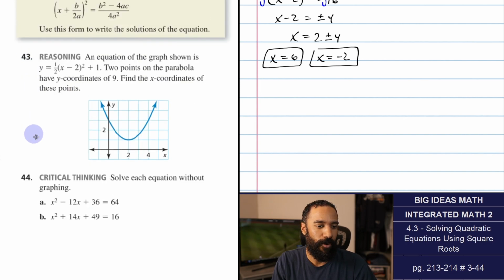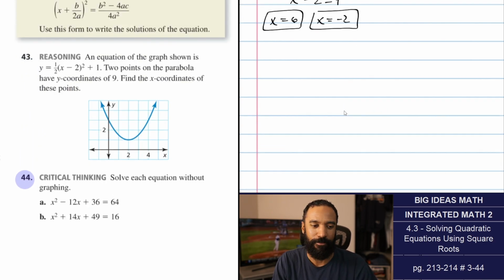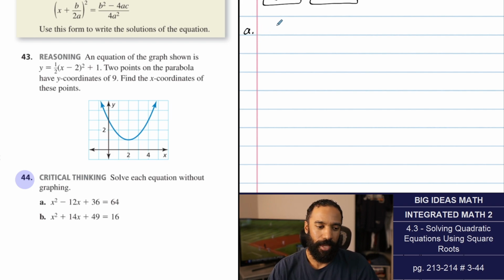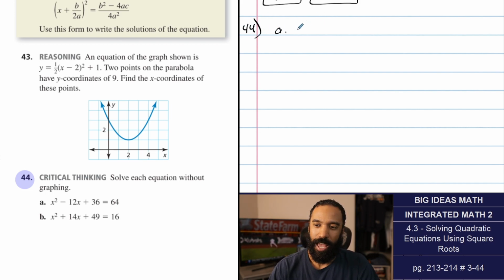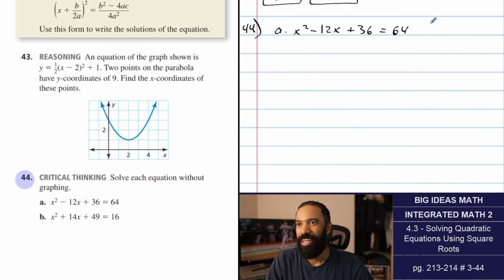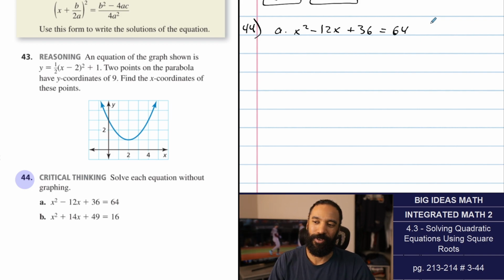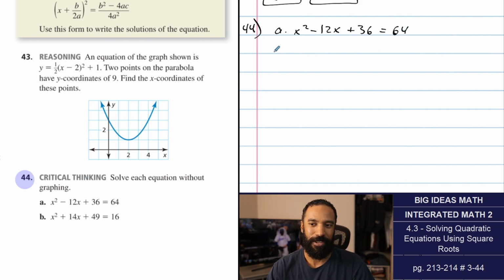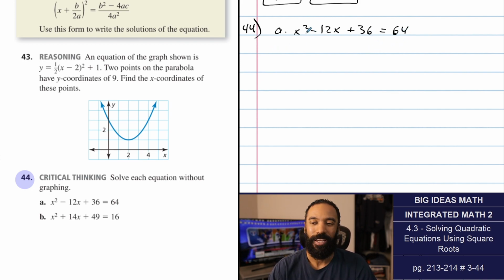Last question, number 44. Solve each equation without graphing. Okay, so I didn't write 44 yet. Let's solve x squared minus 12x plus 36 equals 64. Now, you could probably also solve this by subtracting 64 over and setting it equal to 0. That is not their intent of this problem. For solving, their intent is to solve using square roots. You would have to notice this is a perfect square trinomial of x minus 6 quantity squared.